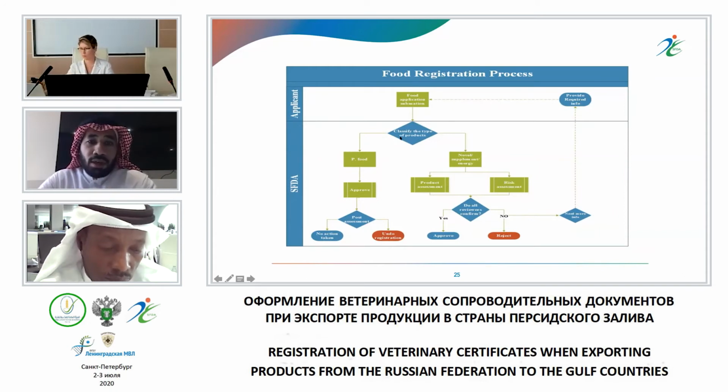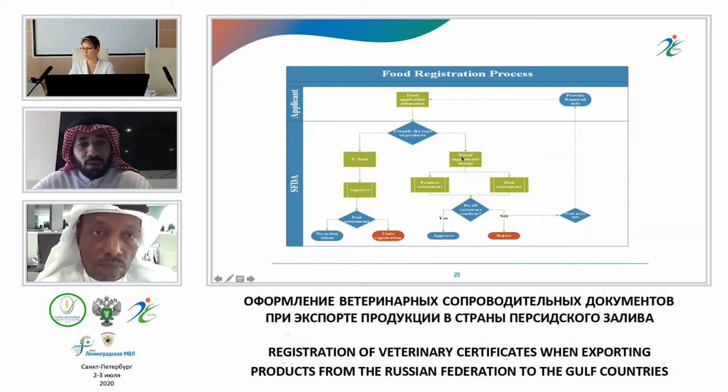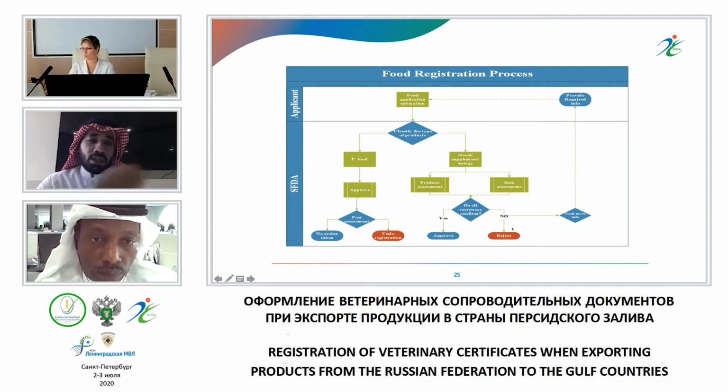Then we classify, if all the information is okay, the type of products: novel food and food products. If it's approved, it is post assessment, no action, or undo registration if it's okay. If it's not okay, then for the specific novel supplement, there is product assessment and risk assessment; if all the reviewers confirm, yes, it's approved, if not, it's rejected. So this is basically before the shipment is received.